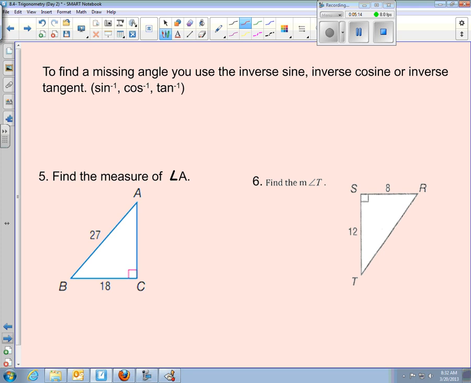To find a missing angle, you will use the inverse sine, the inverse cosine, or the inverse tangent. That's these buttons right here. And when you're looking for it on your calculator, it's probably going to be right above the button. If you're using a regular scientific calculator, use the second button, and that's going to pull those functions up.